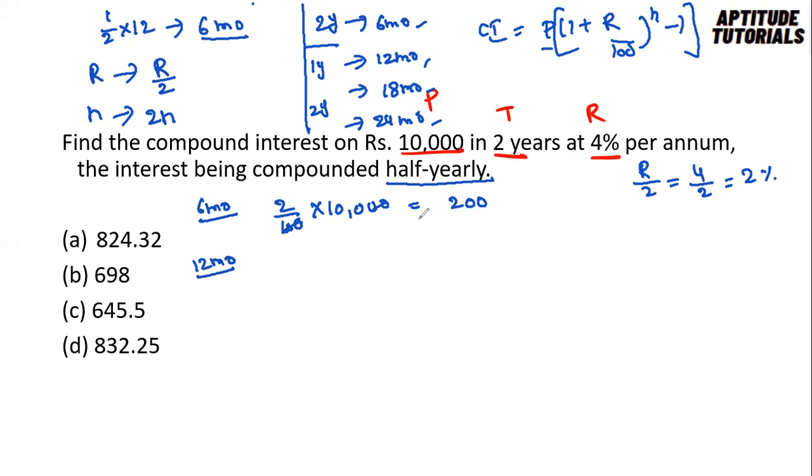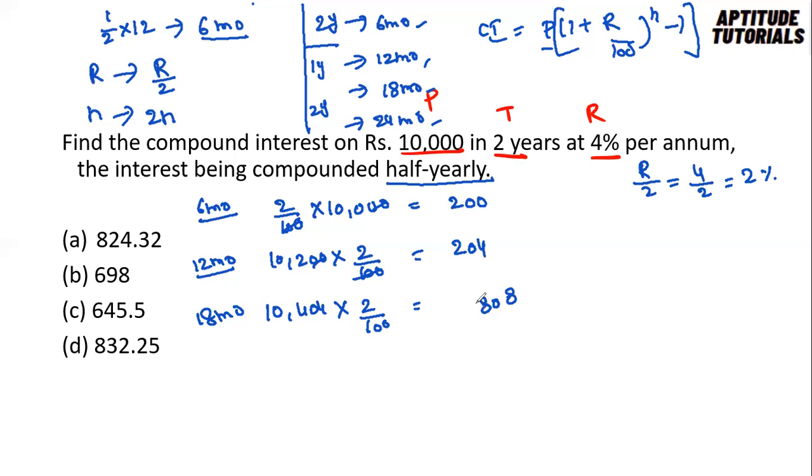For the next 6 months, 200 plus 10,000, 10,200 is your principal and rate of interest is 2%. Cancel out the zeros, it is nothing but 204. For the next 6 months, you can add this 204 to the previous principal 10,200, which is 10,404. Upon 10,404, you need to calculate 2%. 4 twos are 8, 0, 4 twos are 8, and 0, 2. Keep the point after two decimals. It is 208.08.